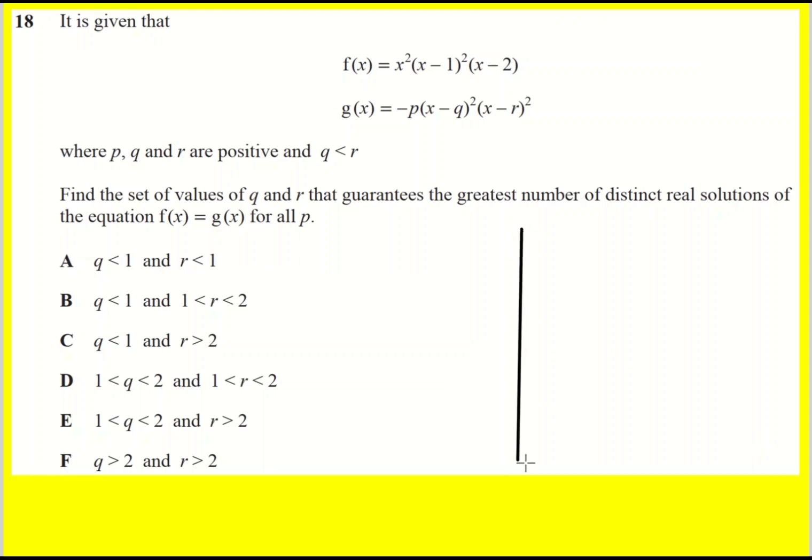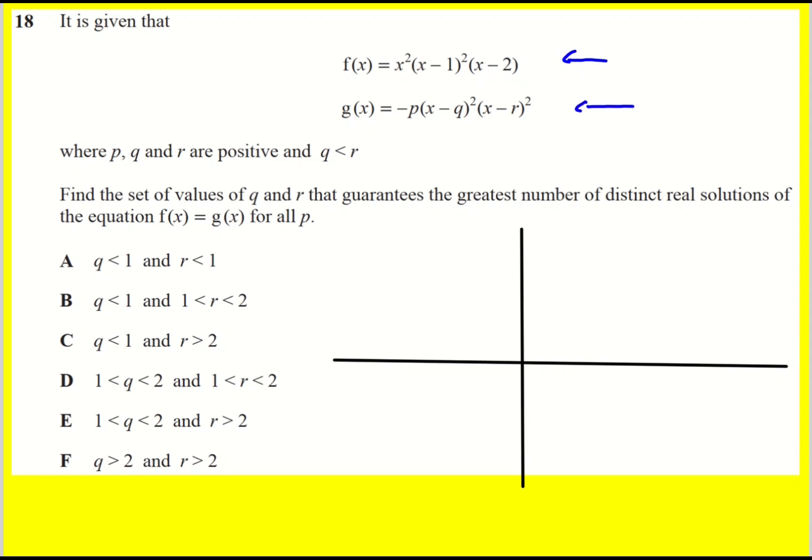So I decided to go with the graphical approach for this question. Now we want f of x to equal g of x and find the greatest number of distinct real solutions. By the way, because this one is of order 5 and this one is of order 4, the most we could ever get would be 5 intersections.